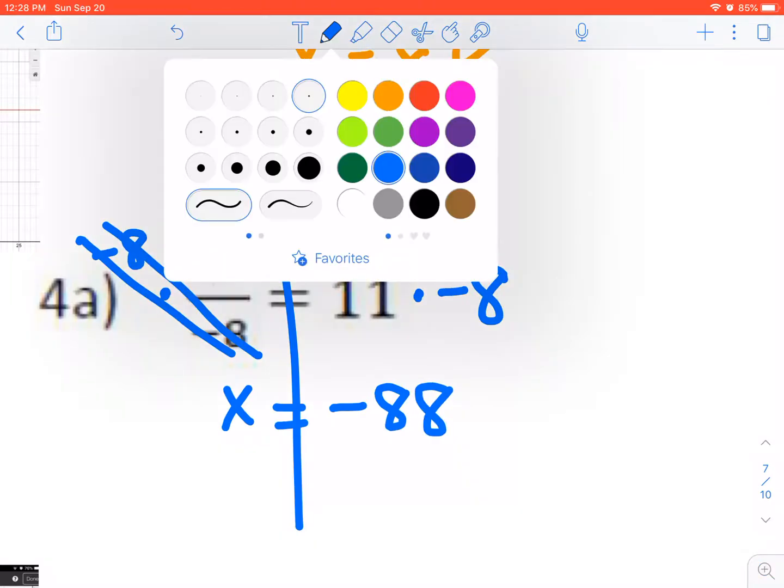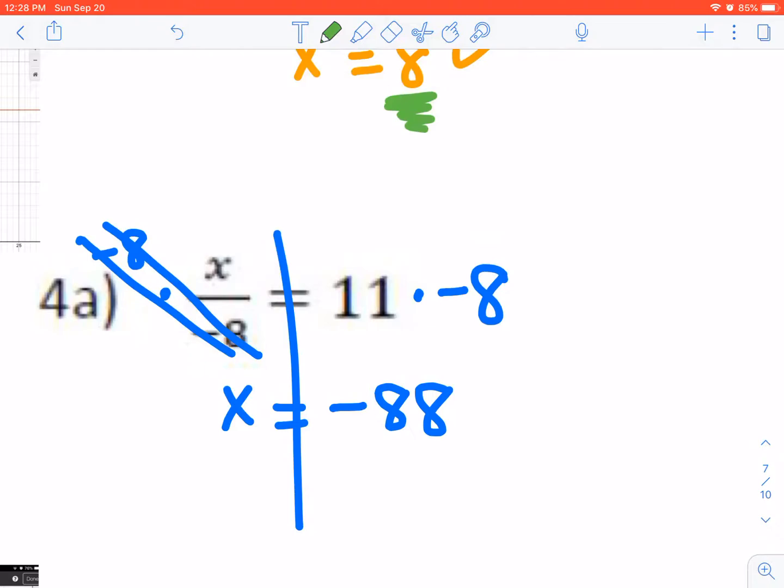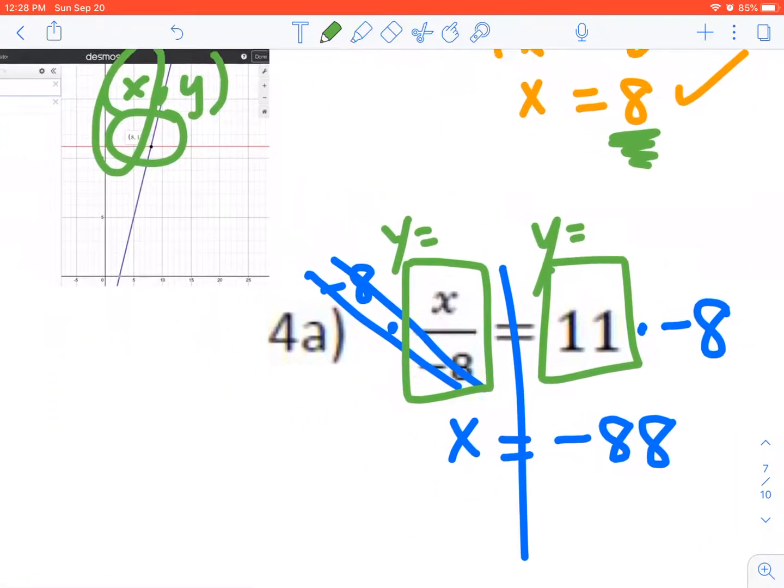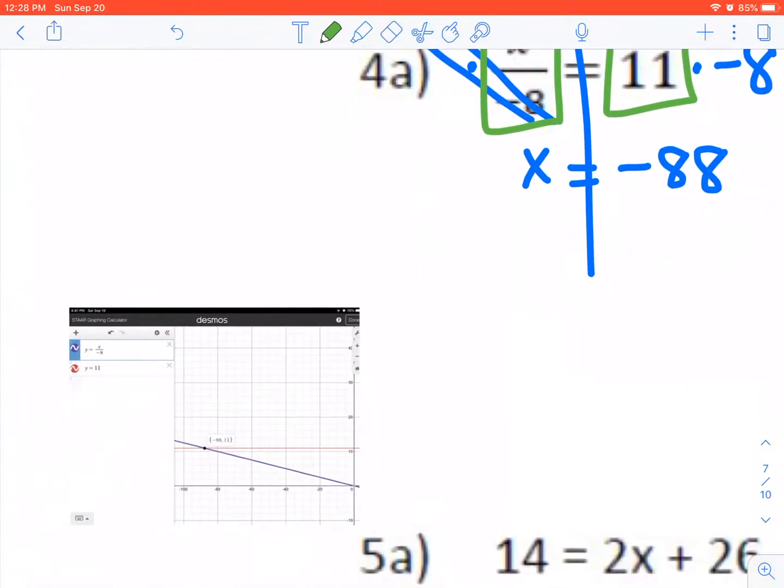So again, I wanted to express to you how you can do this on Desmos. This is box equals box. And so you can go into Desmos and you can type in y equals, and then what's on the left side, and y equals and what's on the right side.